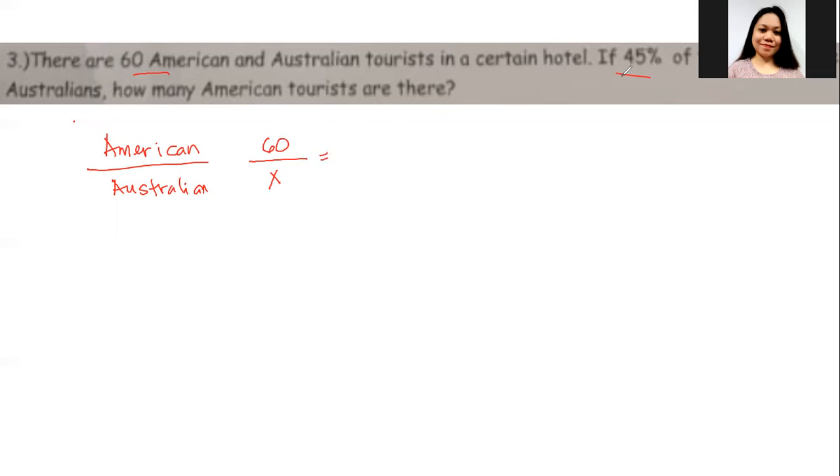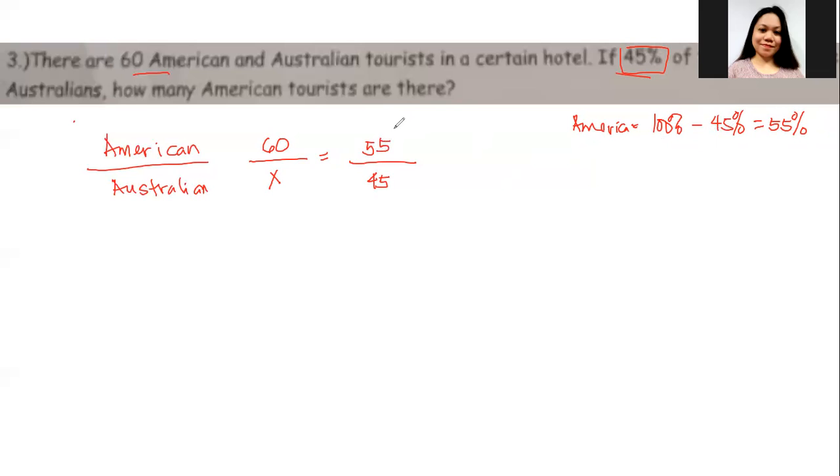The other thing that's given is that 45% of the tourists are Australians. So therefore, you have 45 here. You don't really have to write the percent because it's the same thing. And do you know how many percent are American? Well, you can solve it, because if this is 45%, the total is 100%. So your American would be 100% minus 45%, because it's only made up of American and Australian. So Australian has 45%, therefore there has to be 55% American. So you're going to put 55 here.